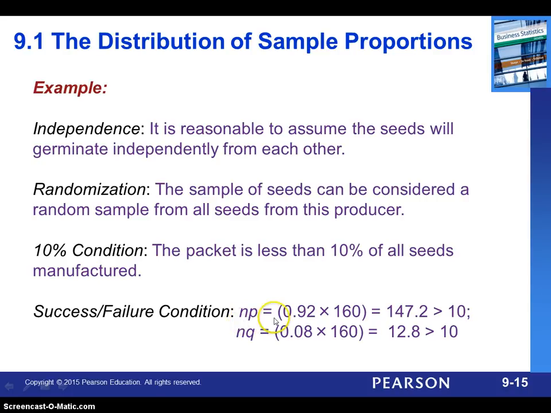Success failure: I'm going to multiply the success, 0.92, times how many seeds I have. That says I'll have 147, which is much greater than 10. And then our failure would be 1 minus this 0.92, so 0.92 and 0.08 add up to 1. Times 160, that's 12.8. So I have enough seeds is what this means. Based on these percentages and this amount of seeds, I'm bigger than 10, so I have enough seeds.